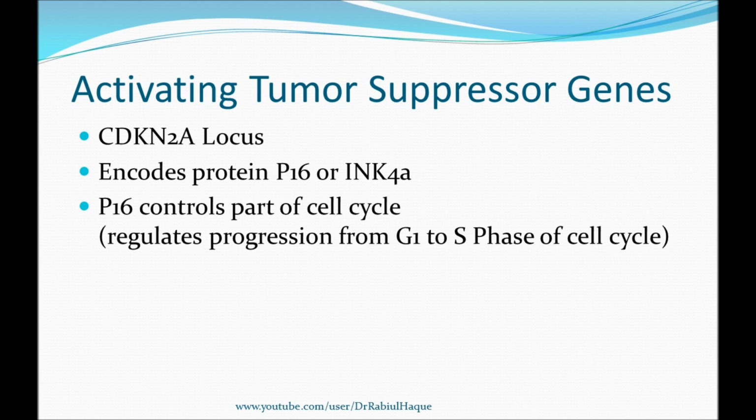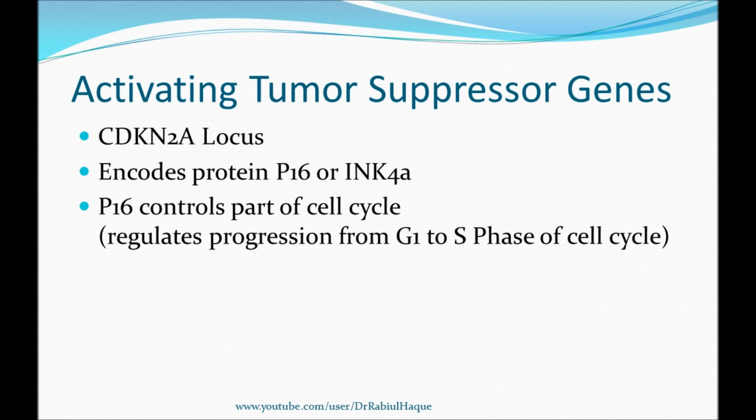Now, what is the role of P16 here? Whenever there is risk of uncontrolled proliferation, P16 will protect the cell by pushing the cell away from the cell cycle towards the senescence pathway. So that is the role of tumor suppressor genes in cellular aging. Whenever there is risk of uncontrolled proliferation or uncontrolled mitogenic signal, the cells are pushed out of the cell cycle and towards the senescence pathway.